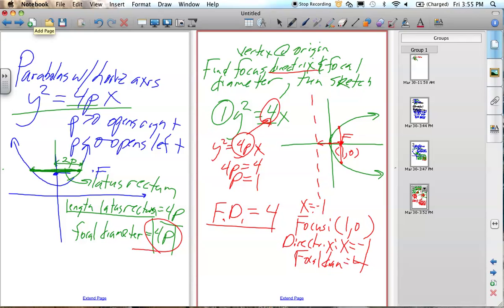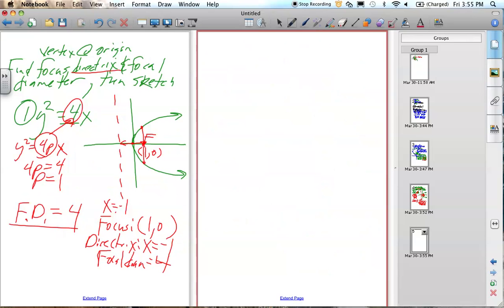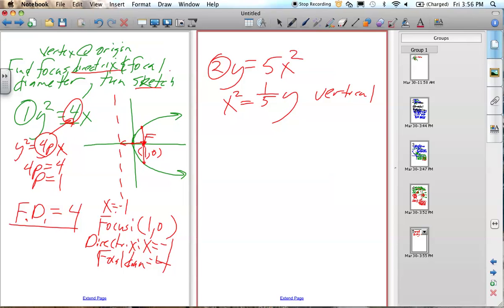So that's that one. Let's take a look at another example. We've got the same instructions. We need to do the same thing. But our equation is going to be y equals 5x squared. What we know is that my squared term is always by itself. So I'm going to have to rewrite this as x squared equals 1/5 y. I divided by 5. If you go back up and take a look at what we did, when x squared equals something, this is going to be vertical. This is positive, so it's going to open up. With the 1/5, this thing is going to be pretty fat.